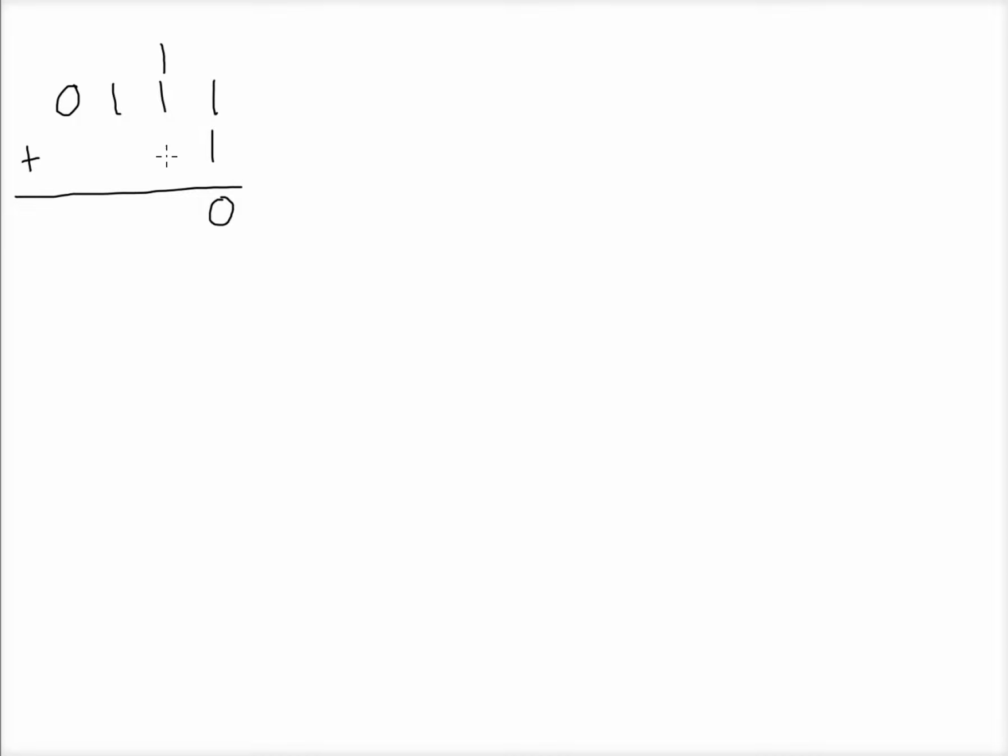And then we do the same thing here. We have 1 plus 1 gives us a 0 for the sum and a 1 for the carry. And same thing again. 1 plus 1 gives us a 0 for the sum, 1 for the carry, and 1 plus 0 gives us a 1 for the sum, and then a 0 for the carry, but we're not going to show that. Alright, so how does the half adder do this?